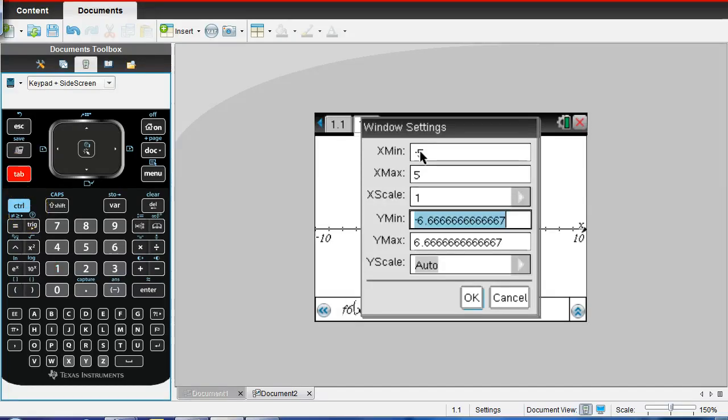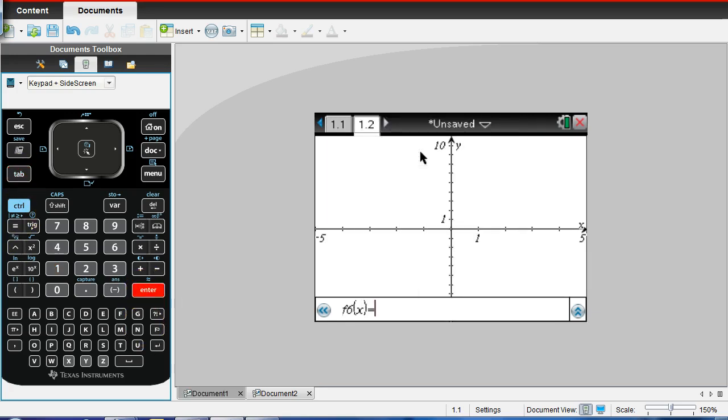Our y minimum says we want it to go from -10 to 10, so our y minimum is going to be -10. Tab down. Our y maximum will be a +10. You can tab down again, change your y scale to be 1, tab down again, and hit enter. So now you can see we have it going from -5 to 5, and from 10. We can't see -10 right now, but we will in a second.